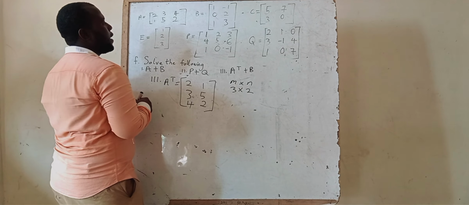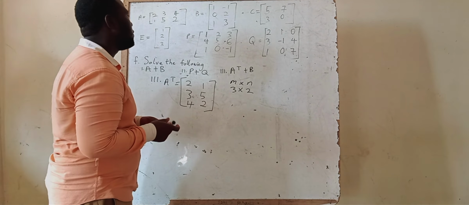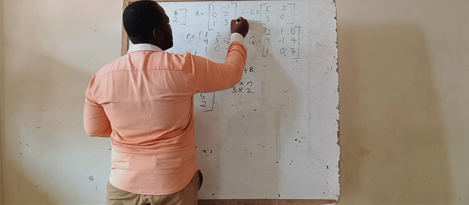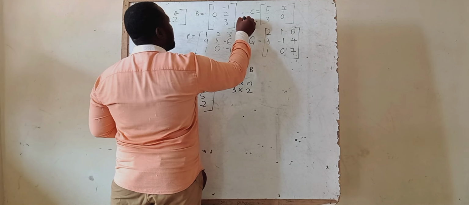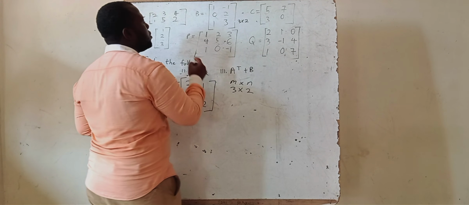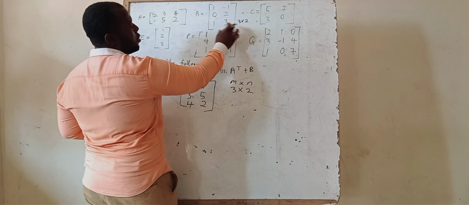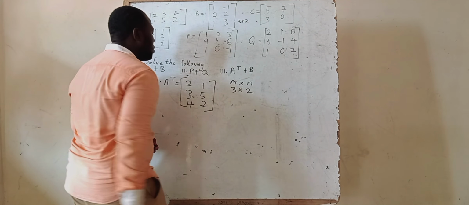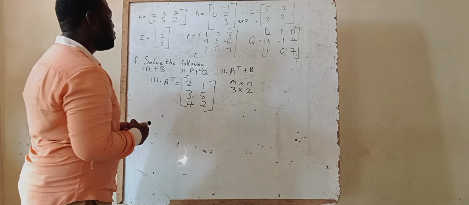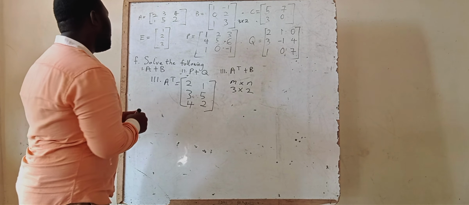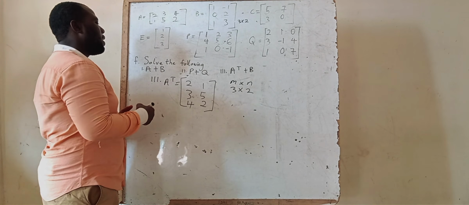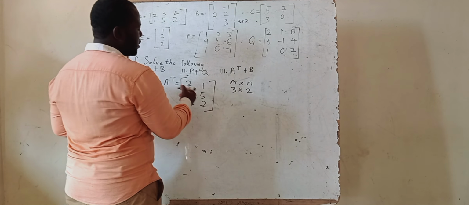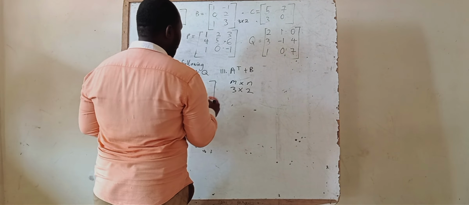So let's find the dimension of B. The dimension of B will also be 3 by 2. We got 1, 2, 3, 3 rows, 1, 2, 2 columns. So addition is possible. Hence, let's find A transpose plus B. So A transpose is this. Then we have B.